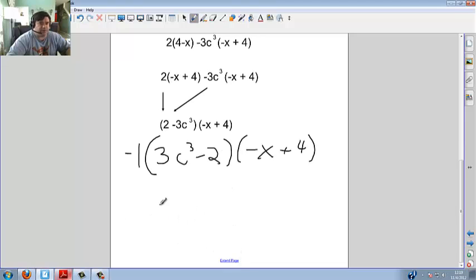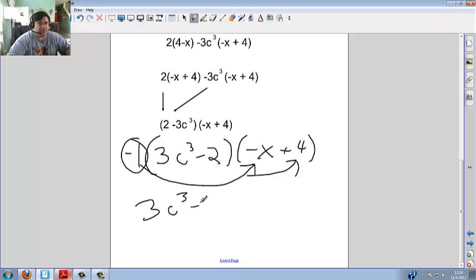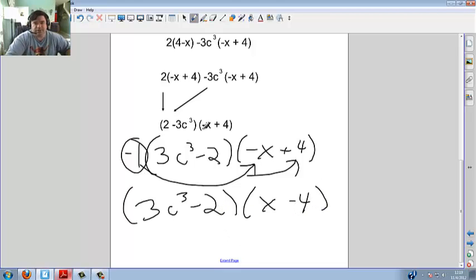Now there's more than one way I could do this. I could take this negative 1 times one of these guys. I could just take this negative 1 times both of these and work that out. So I could have 3c cubed minus 2, and I could have positive x minus 4. You're going to find that there's lots of different ways to do this, and which one's the correct way? Well, personally, if given a choice, I like to have positive leading exponents myself, so I'd probably choose to have this here, or maybe this or this. Your book might have this, but either way, if you get either one of these this far, I'll mark it right.